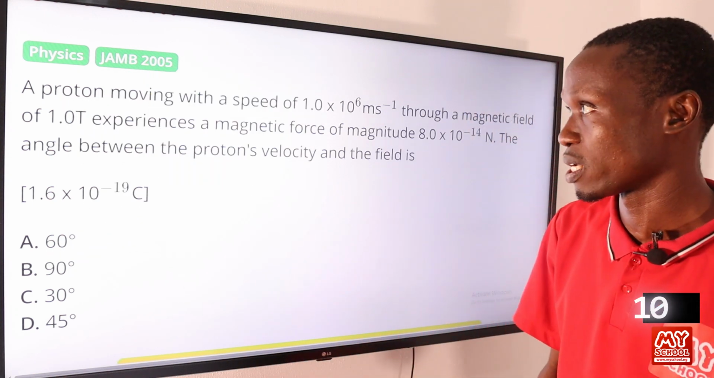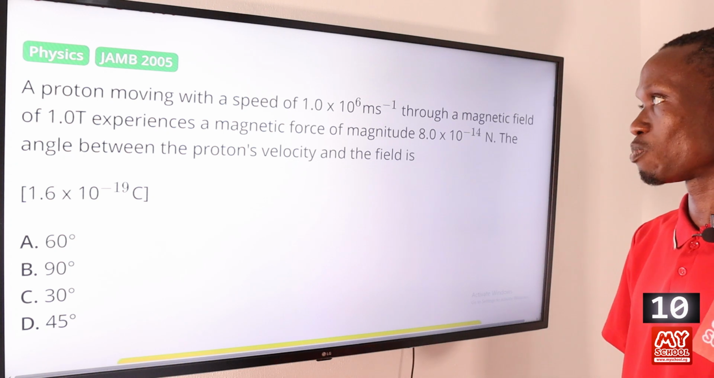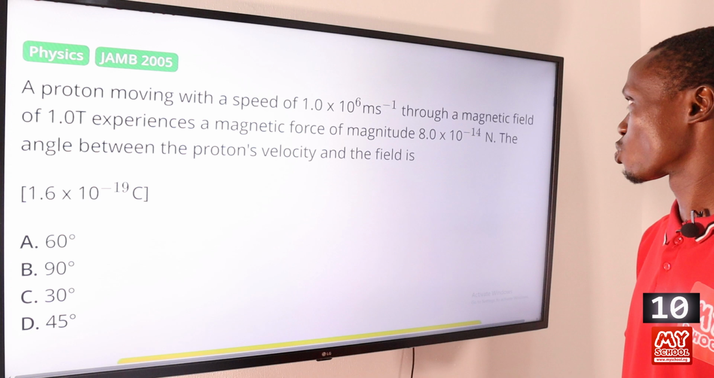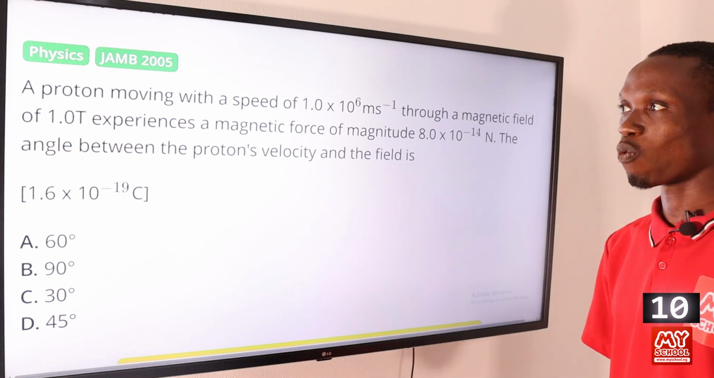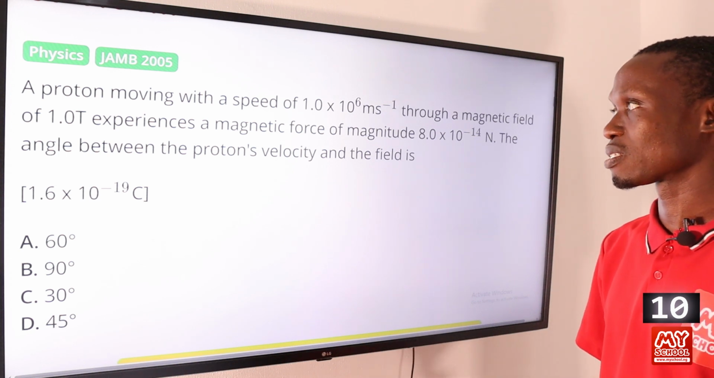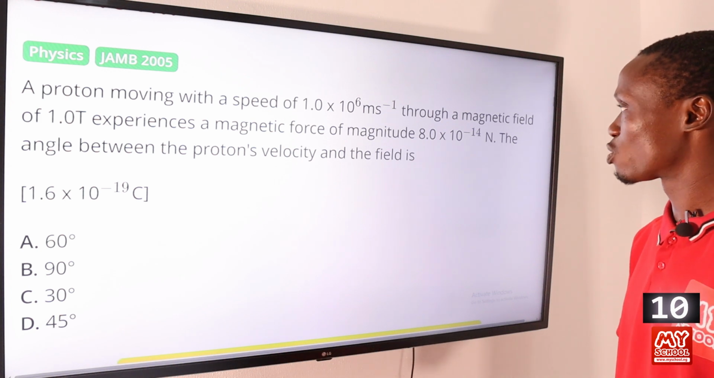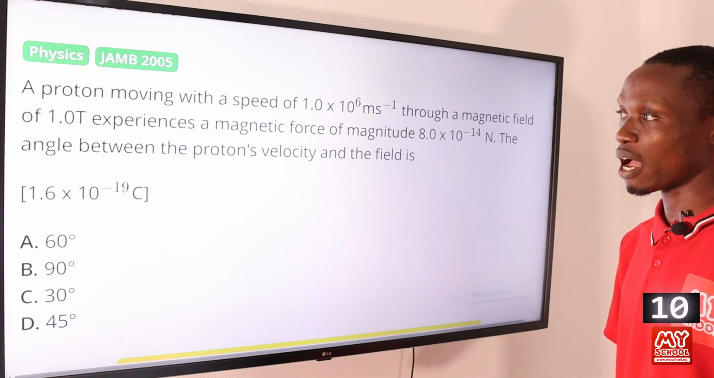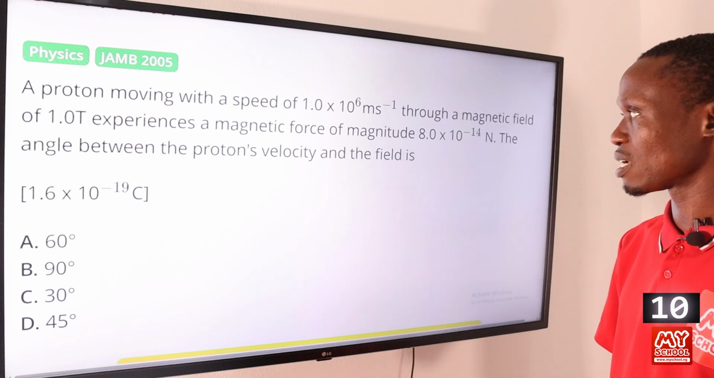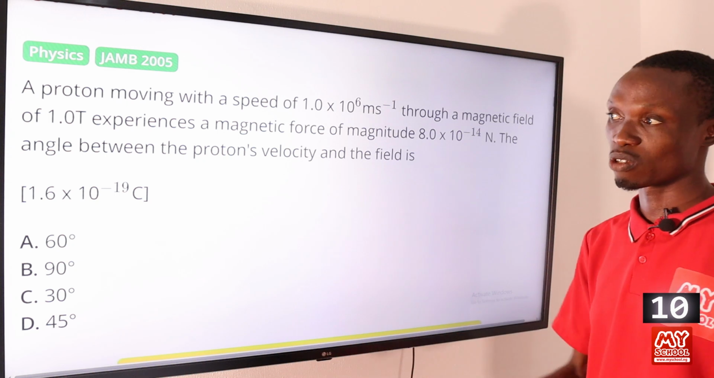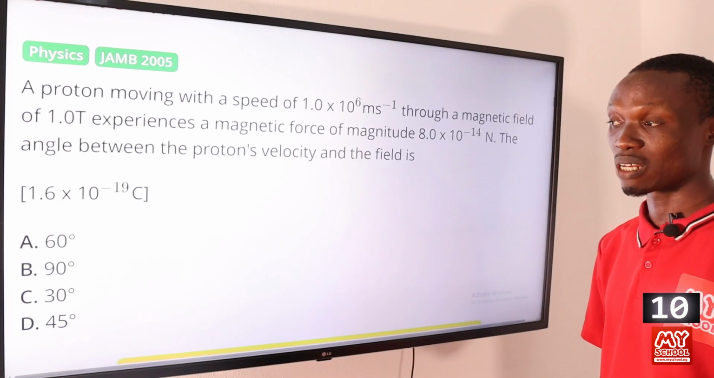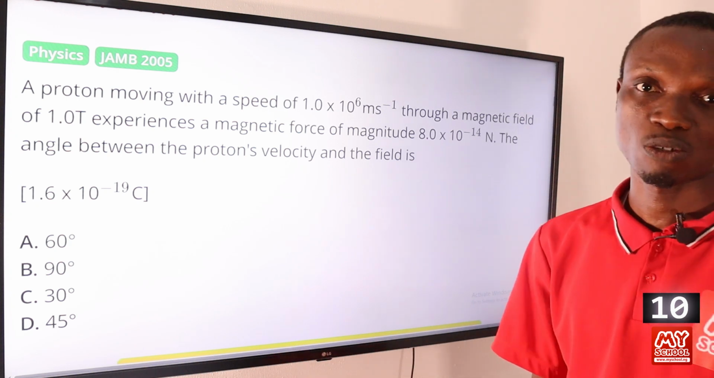Moving on to question 10. A proton moving with a speed of 1.0 times 10 raised to power 6 meters per second through a magnetic field of 1.0 tesla experiences a magnetic force of magnitude 8.0 times 10 raised to power minus 14 newtons. The angle between the proton's velocity and the field is, so we are asked to take Q to be equal to 1.6 times 10 raised to power minus 19 coulomb. So let's move over to the board to provide an answer to this question.